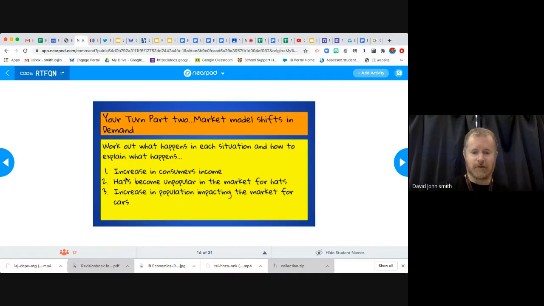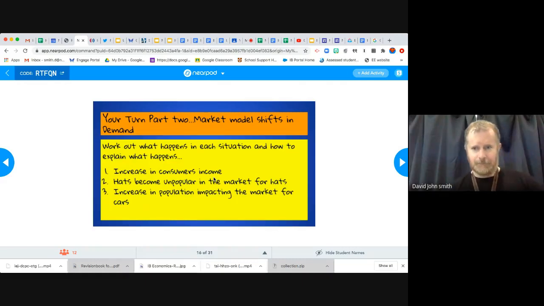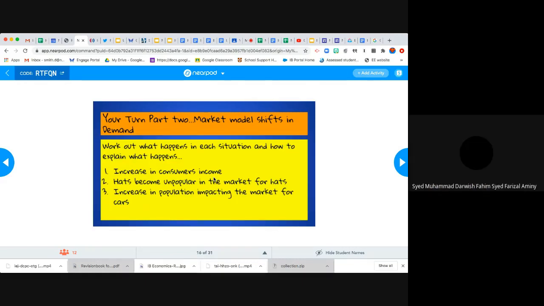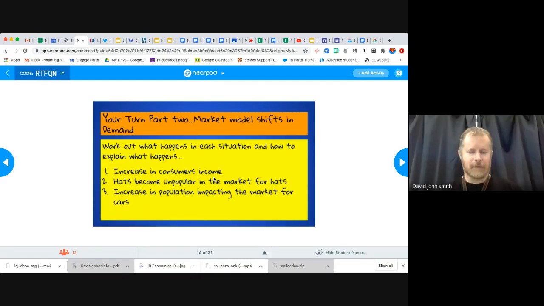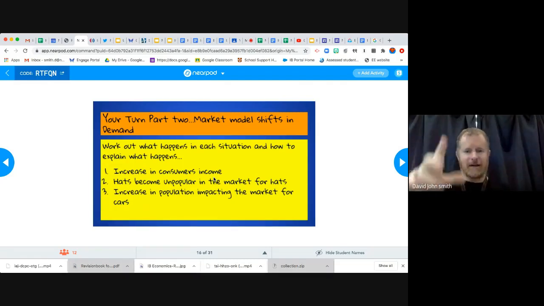So the first one, for example, if there's an increase in consumers' income, what did we say would happen to demand? It would increase. It would increase. Well done. Yeah, so it moves to the right, and that's the same as what you just drew.